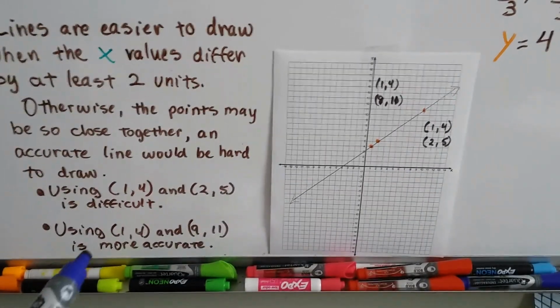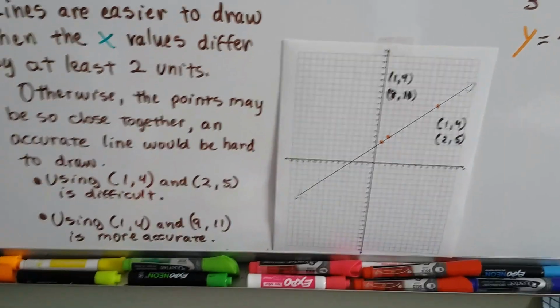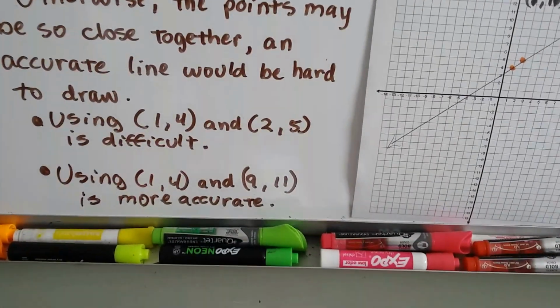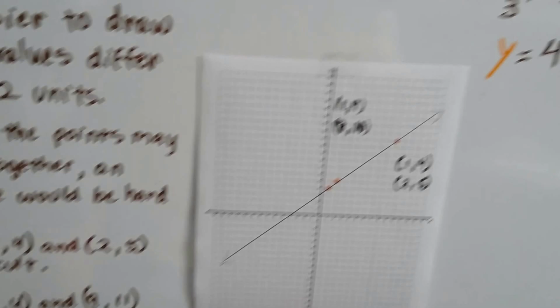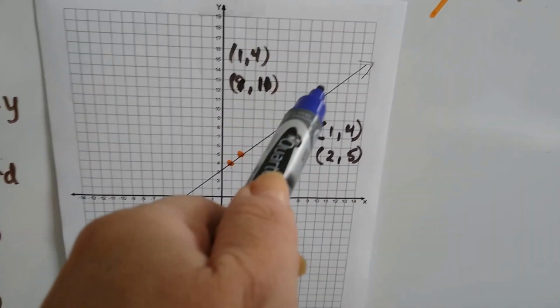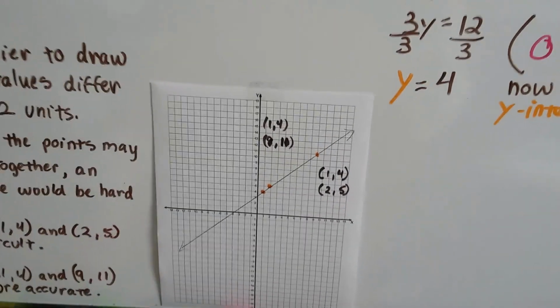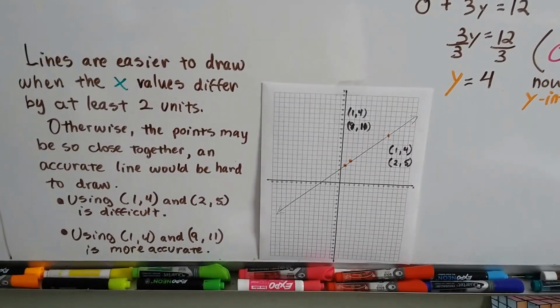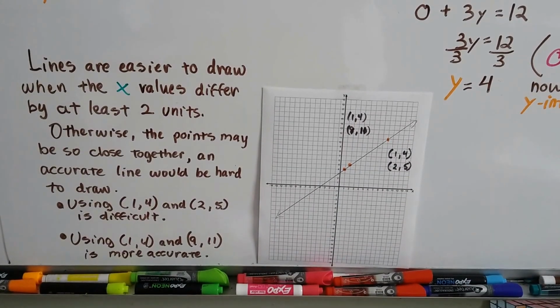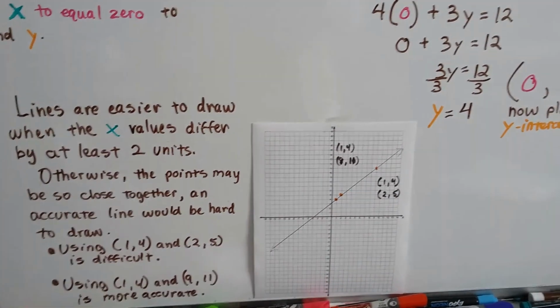But if we use 1 for x and 4 for y, and then a 9 for x and an 11 for y, it's going to be more accurate because they're farther apart, see? We'll use this point and then draw our line. So you want the x values to differ at least by a couple of units to make a very accurate line. Or use 3 coordinates, right? 3 would really make it accurate.